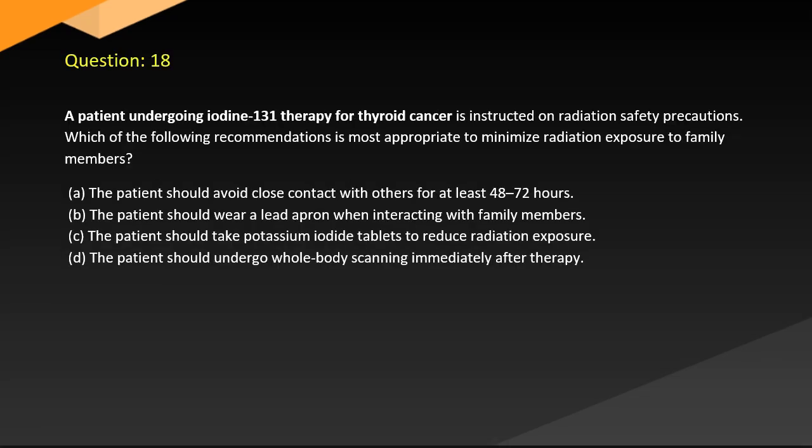Question 18. A patient undergoing iodine-131 therapy for thyroid cancer is instructed on radiation safety precautions. Which of the following recommendations is most appropriate to minimize radiation exposure to family members? A. The patient should avoid close contact with others for at least 48-72 hours. B. The patient should wear a lead apron when interacting with family members. C. The patient should take potassium iodide tablets to reduce radiation exposure. D. The patient should undergo whole-body scanning immediately after therapy.